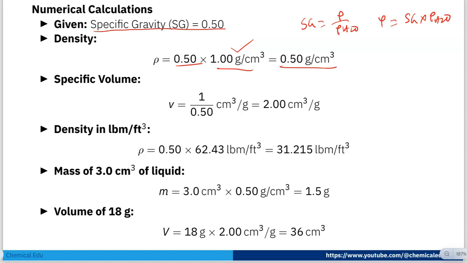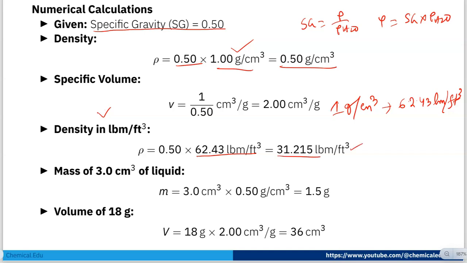Now specific volume is 1 by 0.50 centimeter cube per gram, so that is 2.00 centimeter cube per gram. Now density in lbm per feet cube: the conversion factor is that 1 gram per centimeter cube is nothing but 62.43 lbm per ft cube. So 0.50 into 62.43 lbm per feet cube is 31.215 lbm per ft cube.